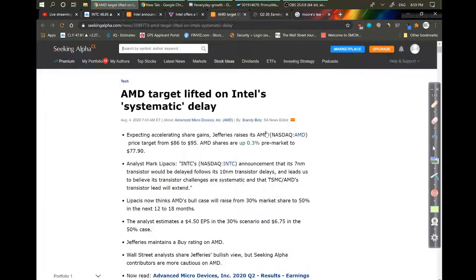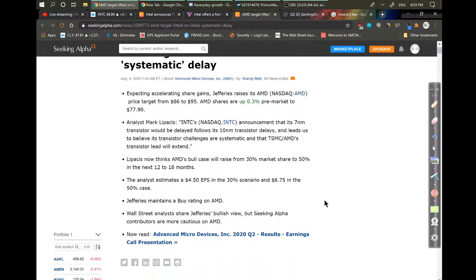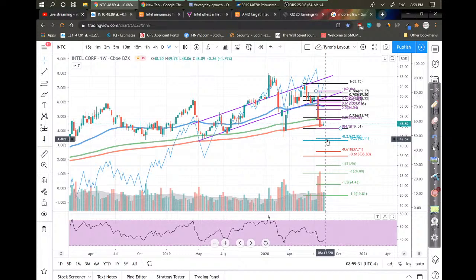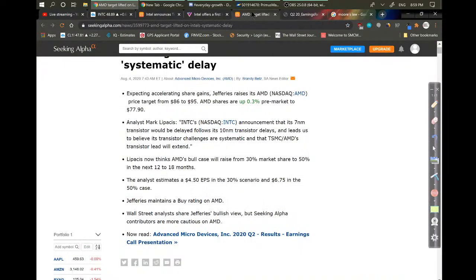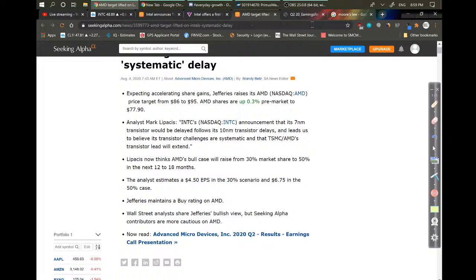And by the way, I wanted to pull out the news article here: AMD target lifted on Intel systematic delay. They were expecting everybody to just buy AMD instead of Intel. Now, there's some truth to this, and there's also some exaggeration. Does it actually warrant a 9% drop in a stock that is a long-term winner and a solid market player? I don't know, but to me it doesn't make sense. I think Intel is still going to claw back this revenue. I'll get to the technicals in a little bit, but it still has a good balance sheet. It doesn't change the company's fundamentals just yet.